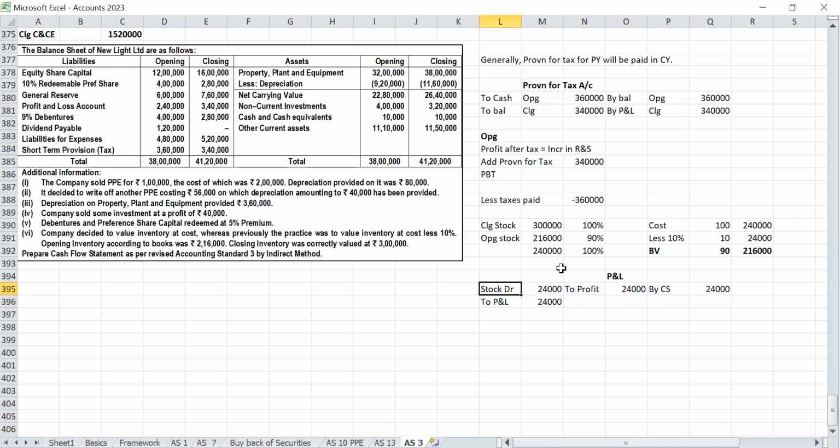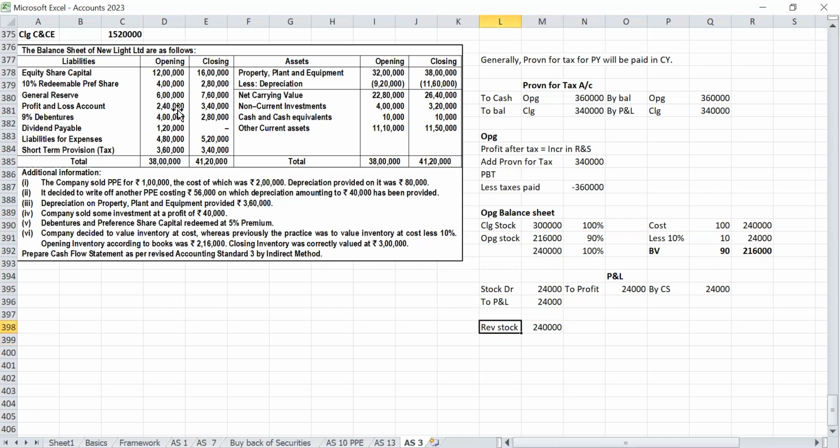So if you do this adjustment in the previous year balance sheet, please remember the current year closing stock is correctly valued. We are seeing the adjustment only for the opening balance sheet. In the opening balance sheet, we should do one adjustment. What adjustment should we do? First type: stock you have to increase by 24,000. So assets will increase, and then on the liabilities side, the profit and loss account will also increase. First type. So in this case, what is the revised stock value in the opening balance sheet?